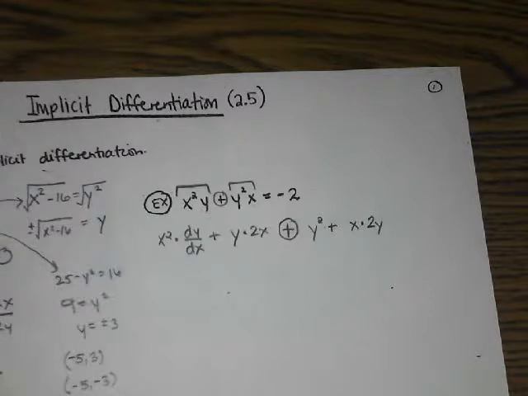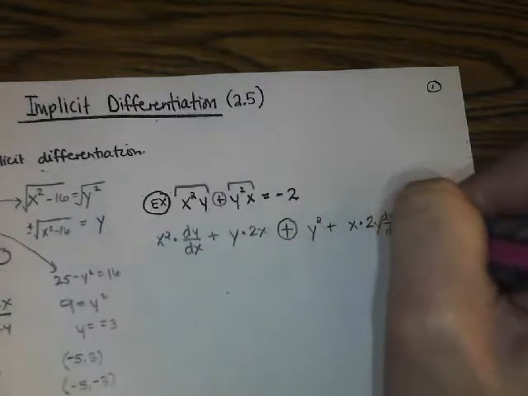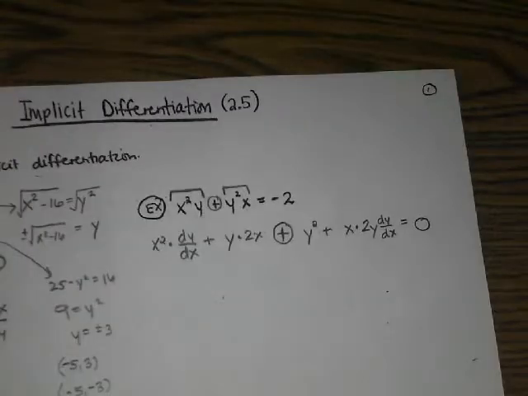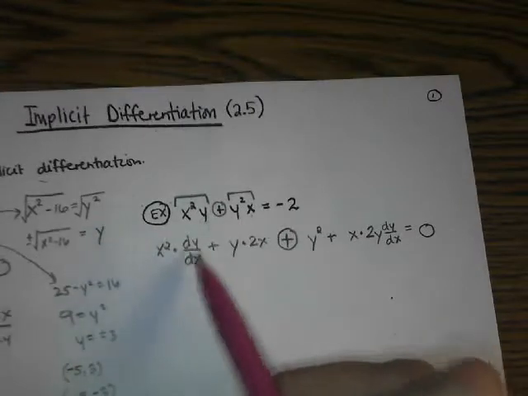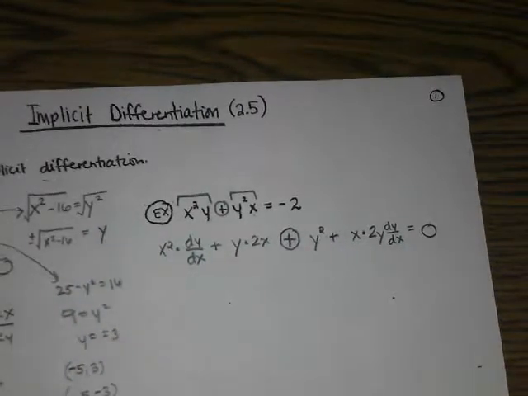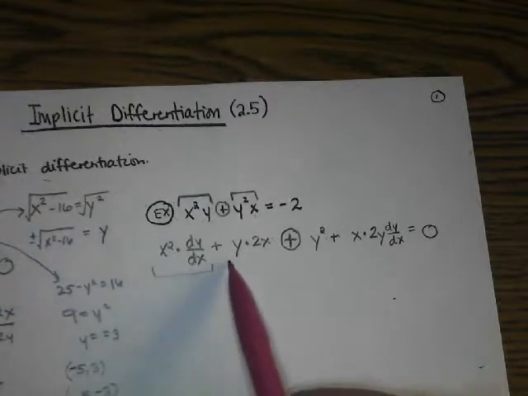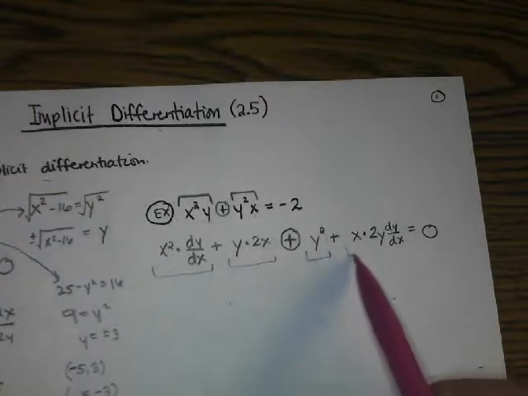And then on the right-hand side, what's the derivative of negative 2? 0. From this point forward, the implicit differentiation, the whole derivative part, is over. Now it's all algebra skills. Now it's how do we get dy/dx all by itself? How many terms do we have on the left-hand side? 4. 1, 2, 3, 4. 2 of the 4 have a dy/dx. I'm going to keep them on the left-hand side. The others I'm going to subtract over.